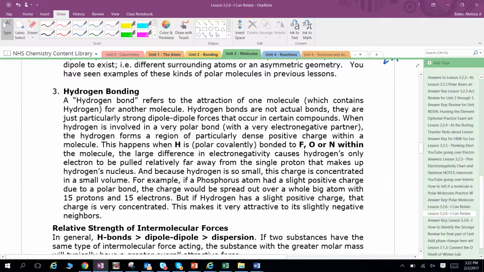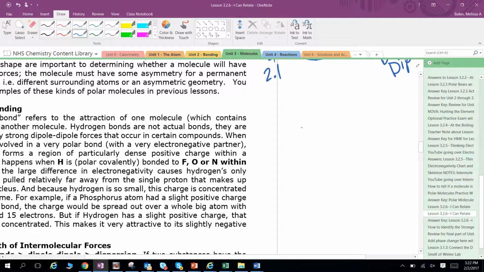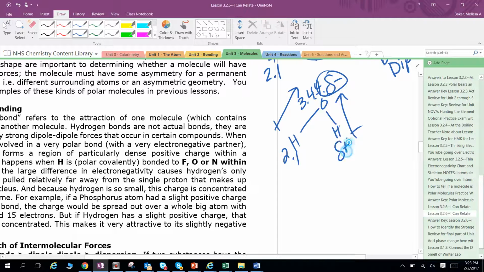The final type of intermolecular force is called hydrogen bonding, and that is when there is an extreme difference in electronegativity, like in a water molecule. Oxygen is 3.44, hydrogen is 2.1, so this oxygen is really pulling on the electron cloud from these hydrogen atoms. So you're going to have a big partial negative and big partial positives, causing that force of attraction between two water molecules to be the largest.